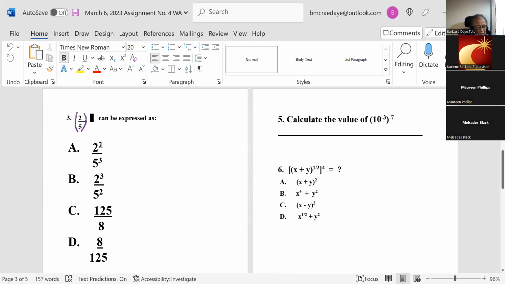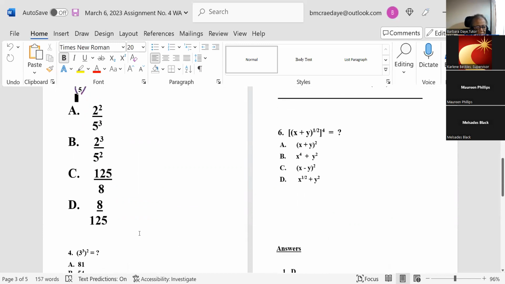No, but where are you getting the 2 from? Remember, that's a 3. This is raised to the third power. Miss Barbara, does the third apply to the 5 also? Well, remember I said it applies to the numerator and the denominator. Okay, let me just put it like this, so it's all on the same line.